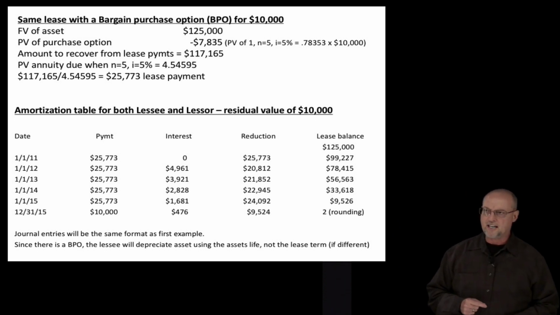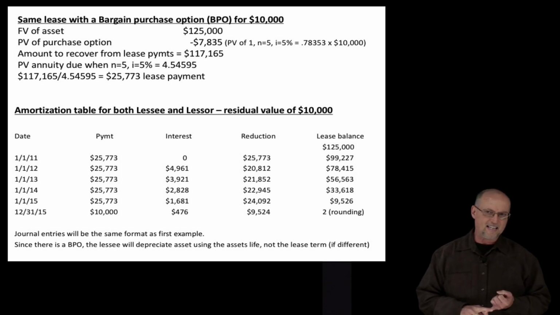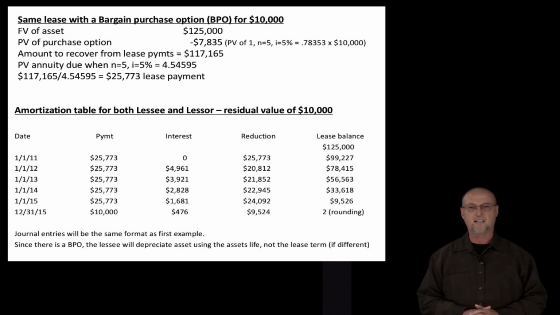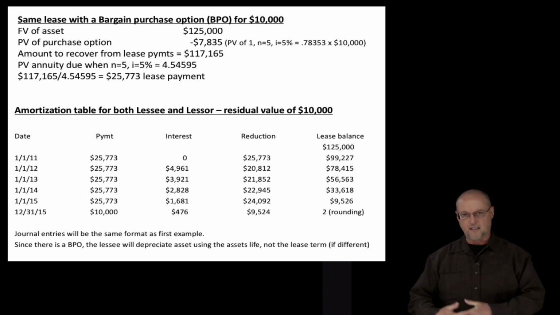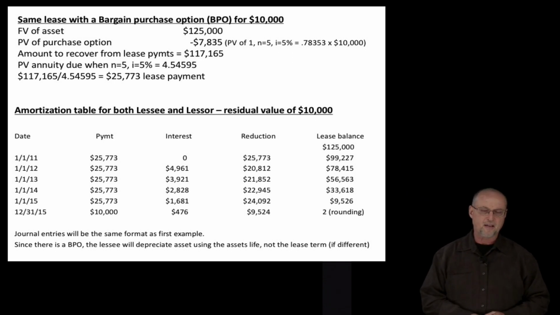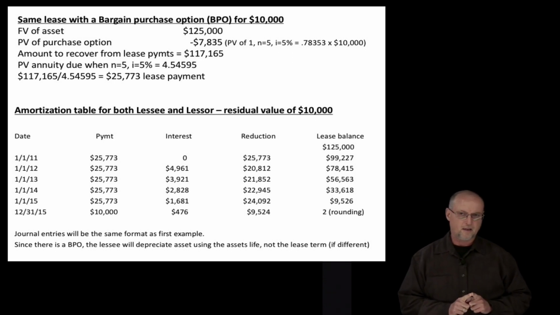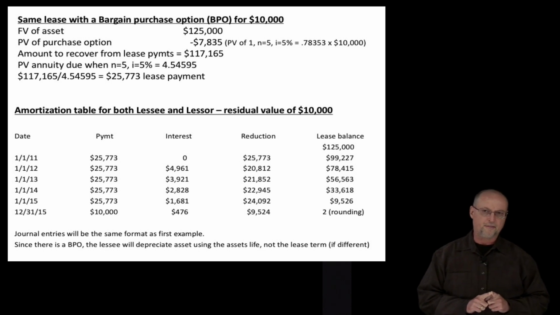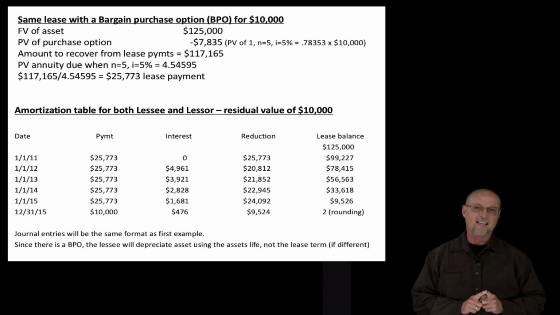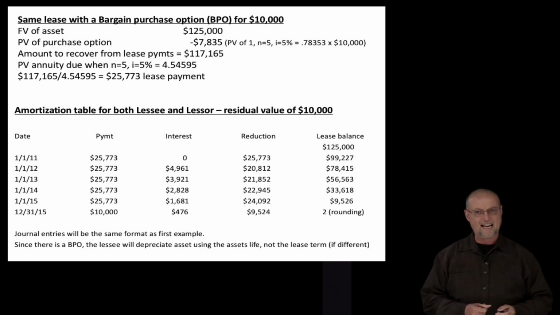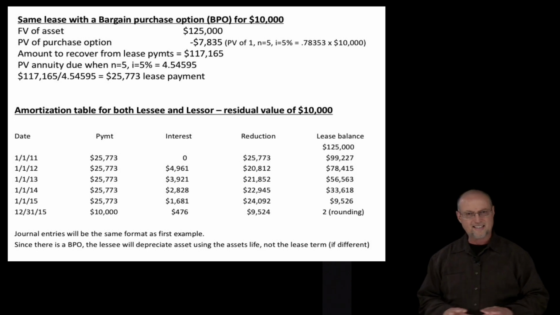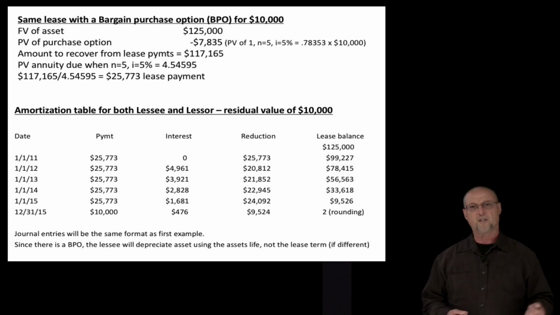So this amortization table is for both lessee and lessor, since the lessee is going to cut a check for $10,000 at the end of the lease to give to the lessor, and then they're going to keep the asset. Now, something important to note, the depreciation that the lessee will use will be based on the useful life of the asset, not the lease, since they're going to own the asset. So please make note of that. In this example, it's not a big issue, but just something to remember, since if the lease is 5 years and the useful life is 6 years, you want to use 6 years.